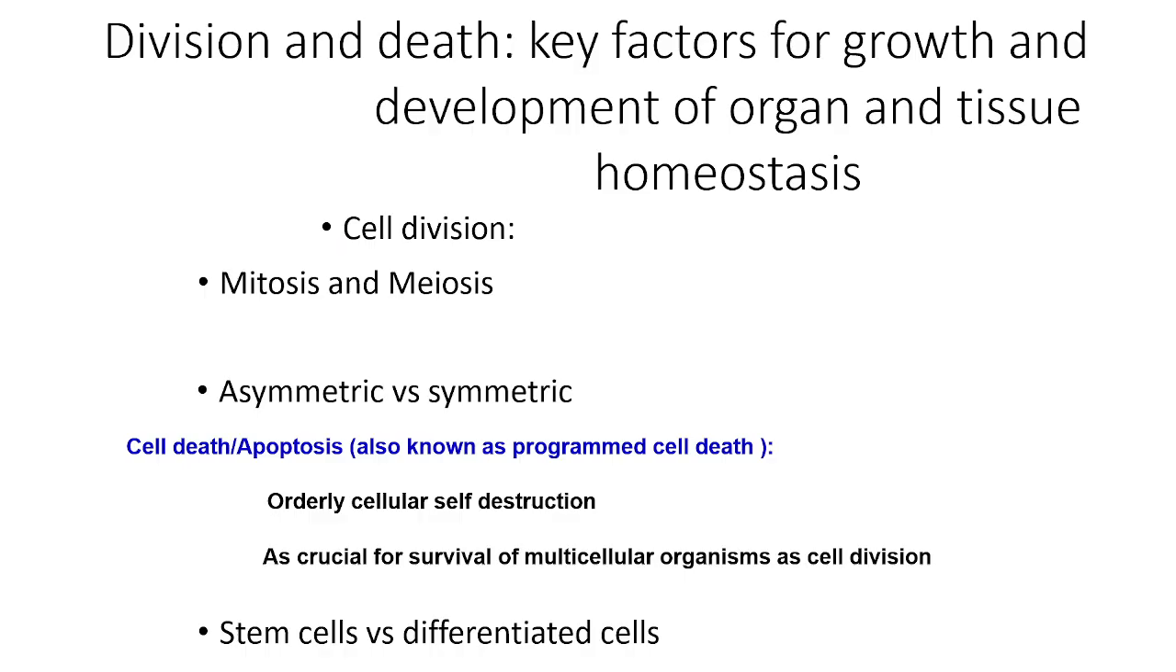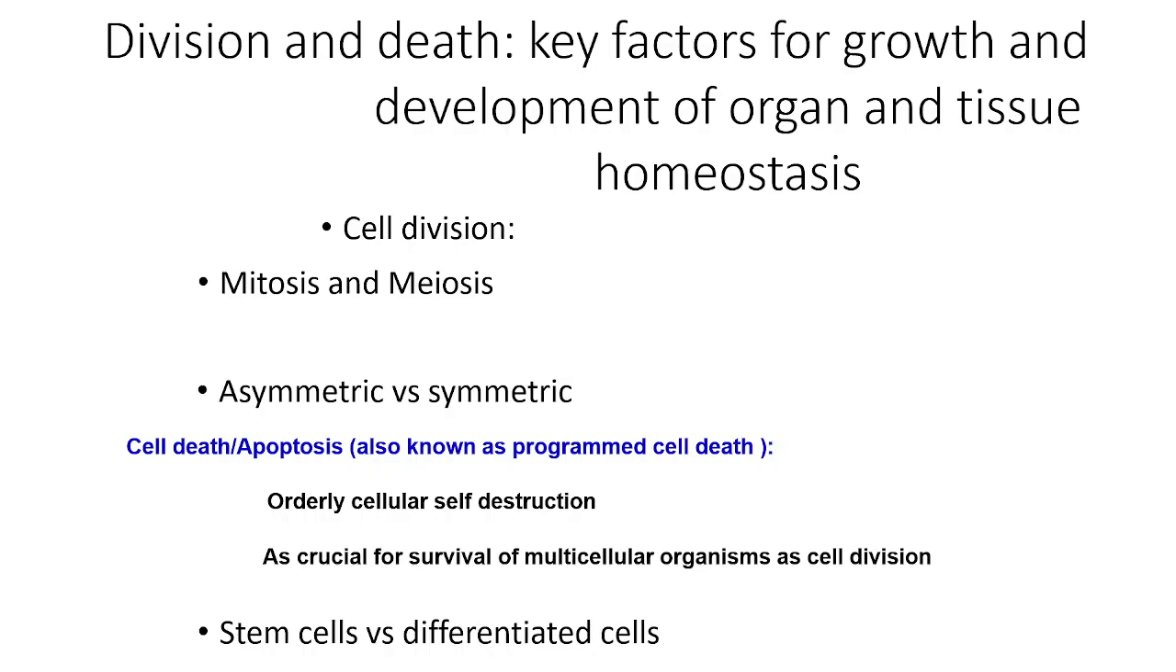Okay, now we are going into apoptosis, or cell death, bit by bit. As I was speaking about tissue homeostasis, organ and tissue homeostasis depends on a balance between cell division and cell death. Division includes mitosis and, in germ cells, meiosis. We can distinguish symmetric and asymmetric divisions, and stem cells versus differentiated cells.